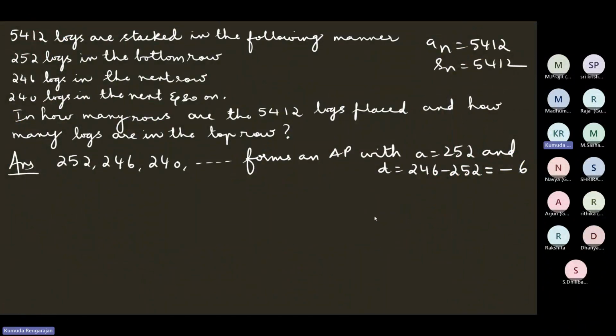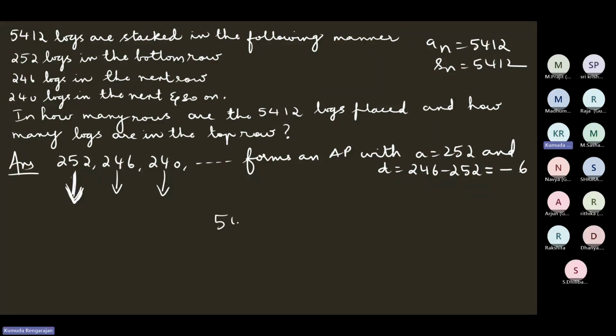So somebody answered my question. Rakshita, you said Sn, right? Sn is 5412, correct? Yes, ma'am. Because if you take any term, say 252, what does it represent? It represents the number of logs in the first row. The bottom row, we'll just say it's the first row. So 252 is the number of logs in the first row. This is the number of logs in the second row. This is the number of logs in the third row.